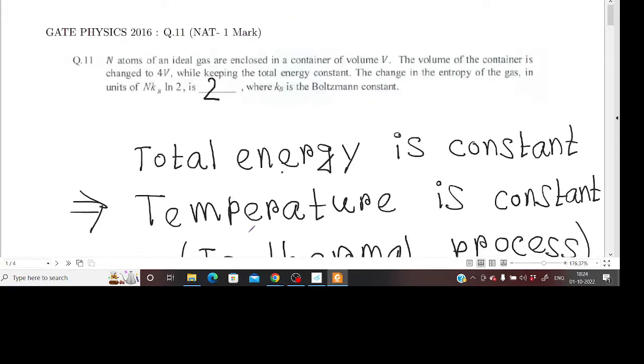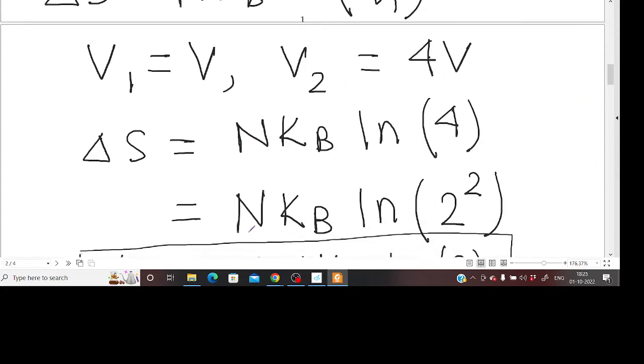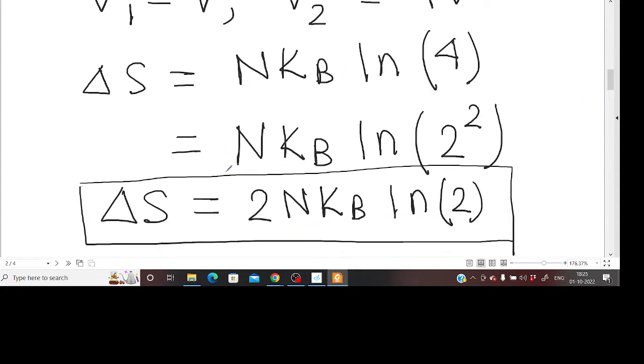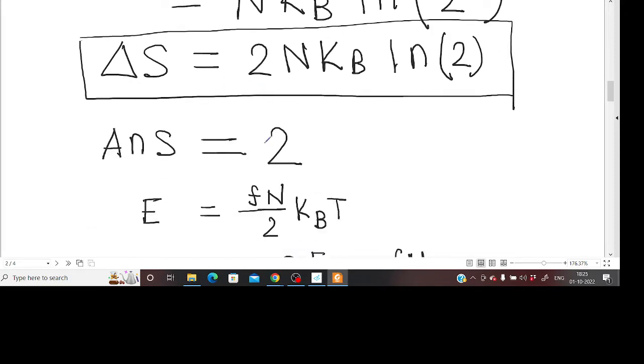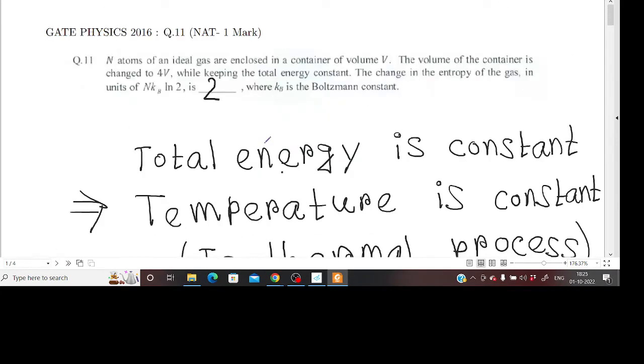Now you have to find out the change of entropy in the units of N kB log 2. In that unit the value is 2, so the answer of this question is 2. So 2 is the correct answer for this question.